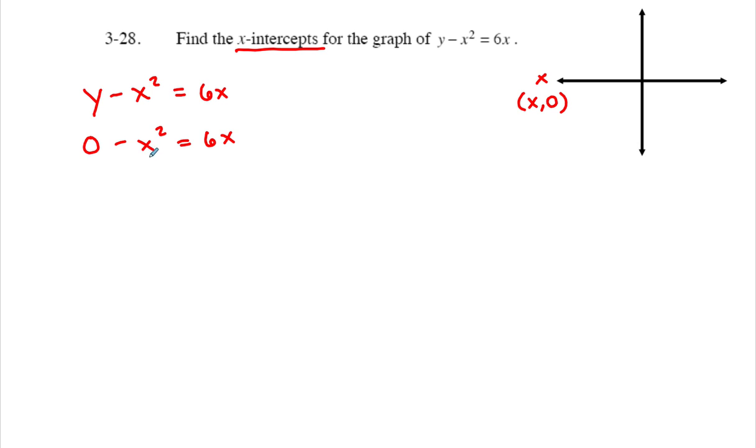Now, because we have an x squared and an x, we have two different degrees of this variable. Let's get them on the same side. So let's add an x squared to each side. I prefer to have my x squareds positive, but you could do it the other way if you wanted to. So we're left with 0 on this side equals x squared plus 6x.